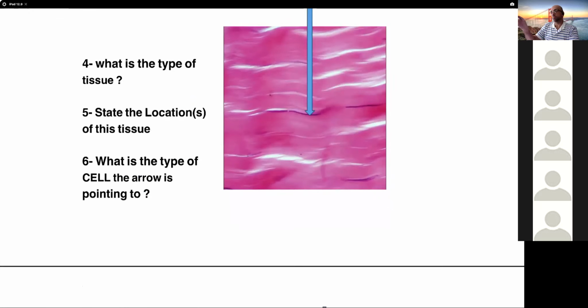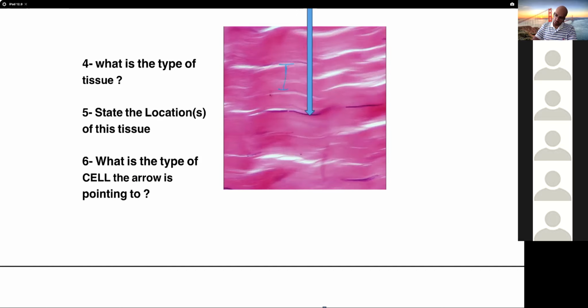All right, so what's the type of tissue on here that we're looking at? What do you think? Dense regular connective tissue. Great. Collagen fibers have a regular pattern of arrangement.